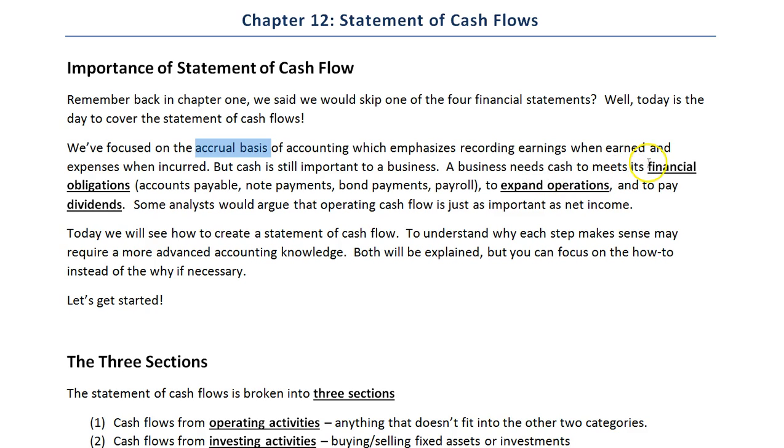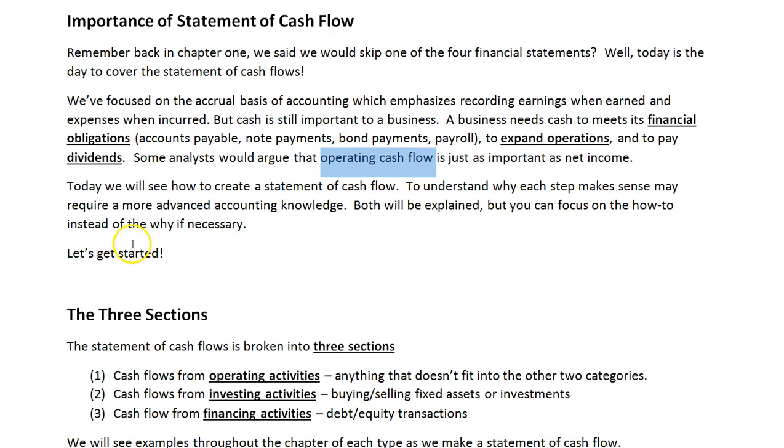You still need cash to effectively pay your bills, to expand operations, and to pay dividends. And some analysts are people who look at stocks and try to get to a value of the stocks, which stocks to buy, which ones not to buy, etc. So some analysts would argue that operating cash flow is just as important as net income. And we're going to see this operating cash flow in the statement of cash flow later.